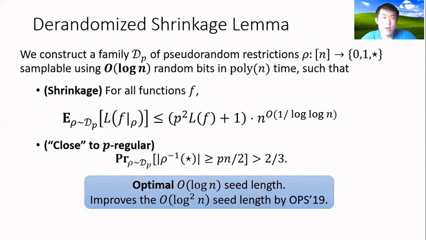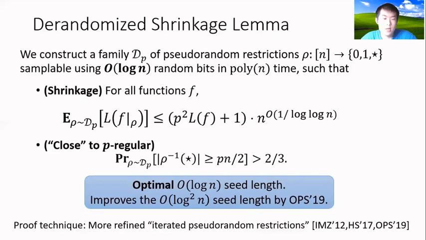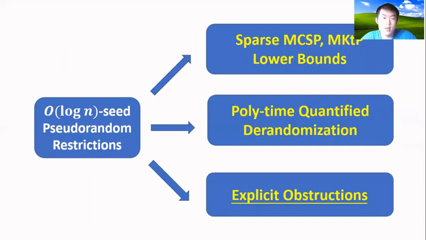We remark that our log n seed length is optimal and improves the previous log squared n seed length by Oliveira, Pagh, and Santhanam. Our proof technique uses a more refined version of the iterated pseudo-random restriction method. Our log n seed pseudo-random restriction immediately implies these 3 results that we have claimed. As an example, let's see one of the implications.